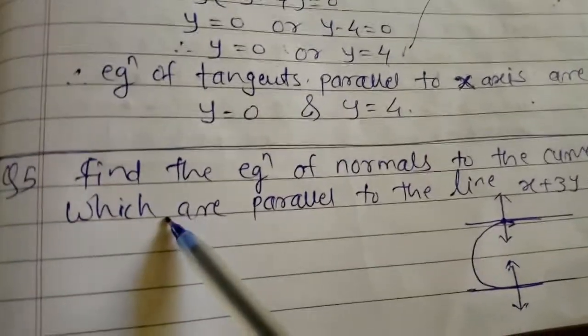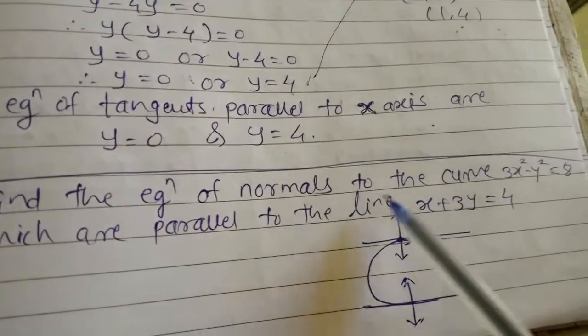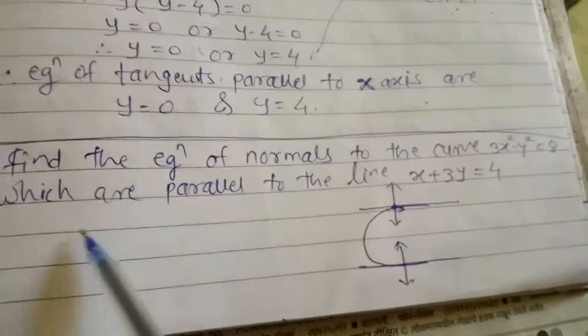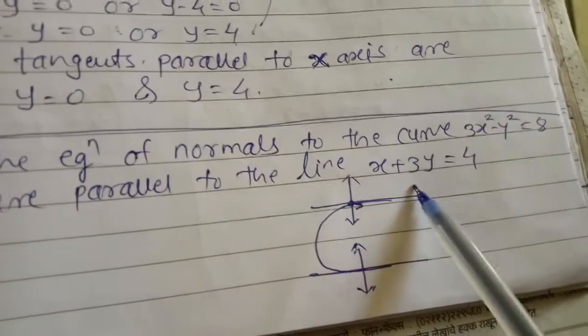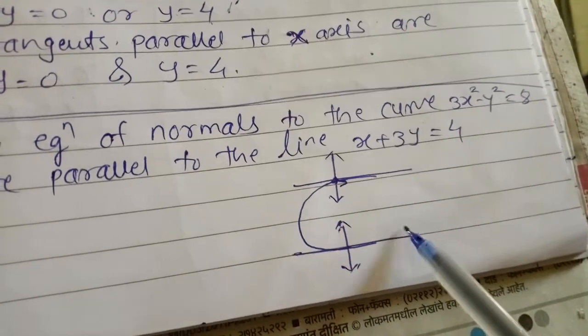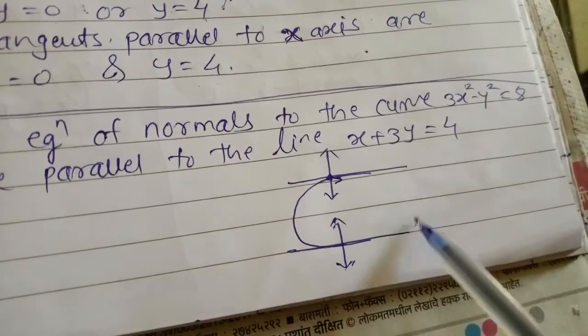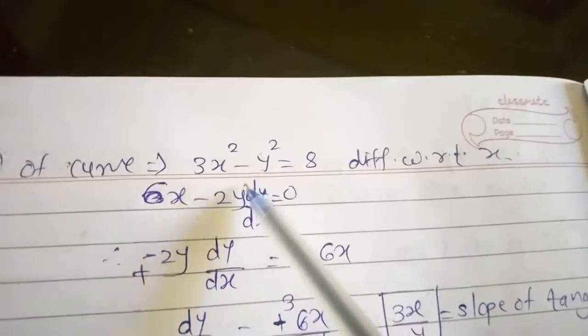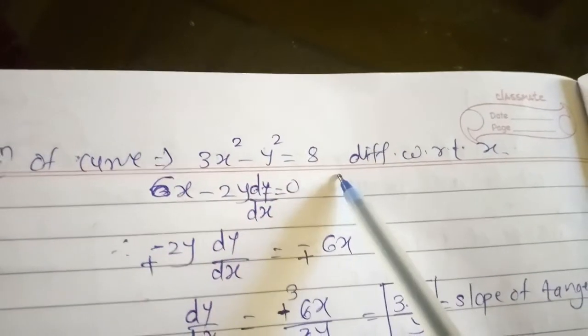Now see the next example, that is question number 5. Find the equation of the normals to the curve 3x square minus y square is equal to 8 which are parallel to the line x plus 3y is equal to 4. So here the curve, its tangents and its normals I have drawn here. The equation of the curve is given to us, that is 3x square minus y square is equal to 8.